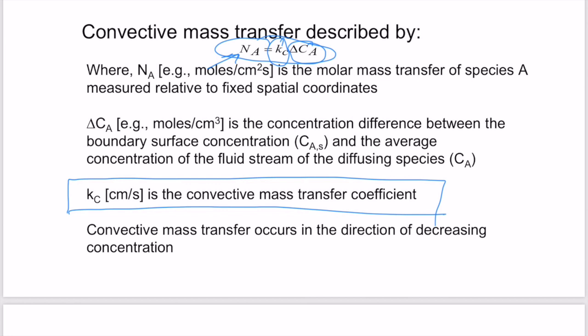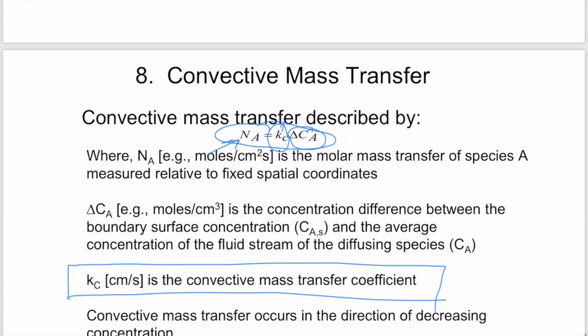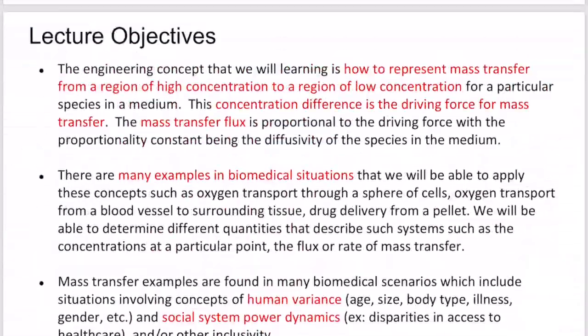So convective mass transfer, in a sort of goofy, informal way of talking about it, is how spread out is this stuff, this combination of stuff, if the fluid is flowing, if there is a flowing fluid. Okay. All right, and I guess that's the end for this particular lecture. Lecture 1.